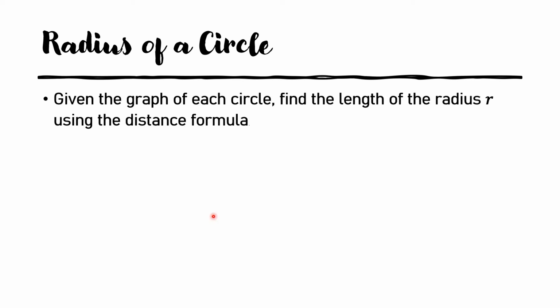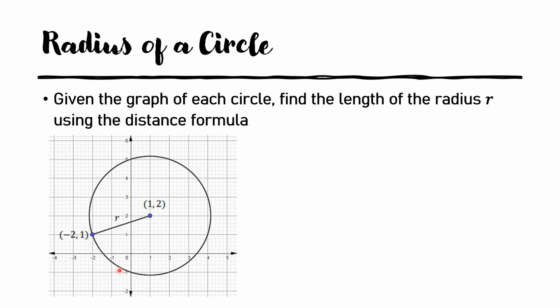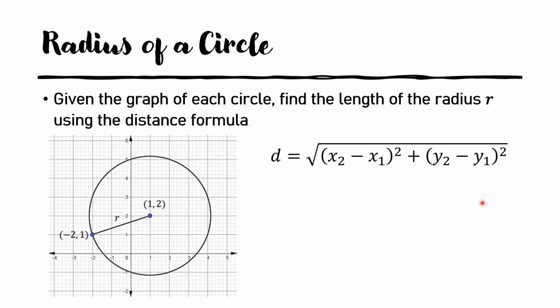Let's have another one. We need to find the length of the radius using the distance formula. But this time, the center of our circle is not on the origin. It is on point (1, 2). And then meron tayong isang point dito on the circle which is (negative 2, 1). So we need to find the length of this radius using, of course, the distance formula.